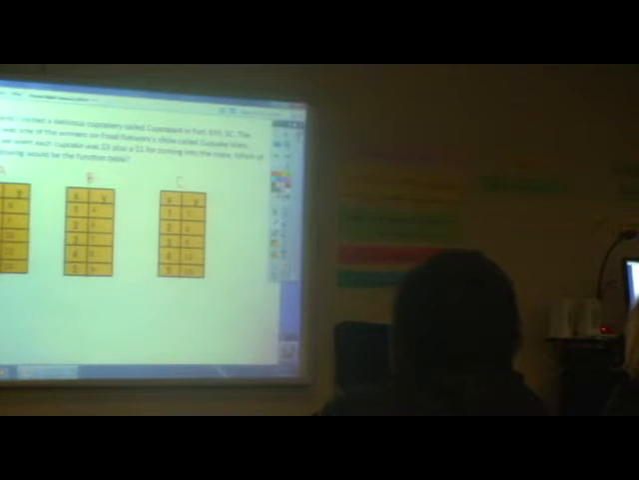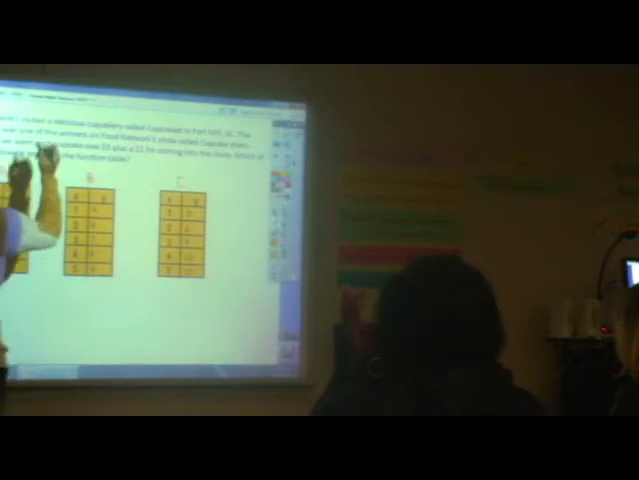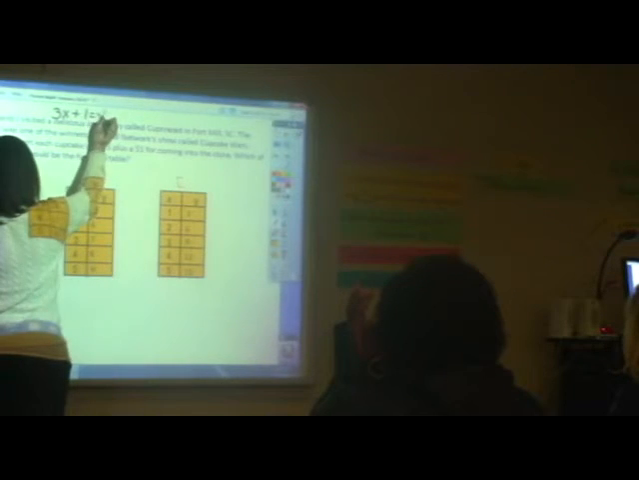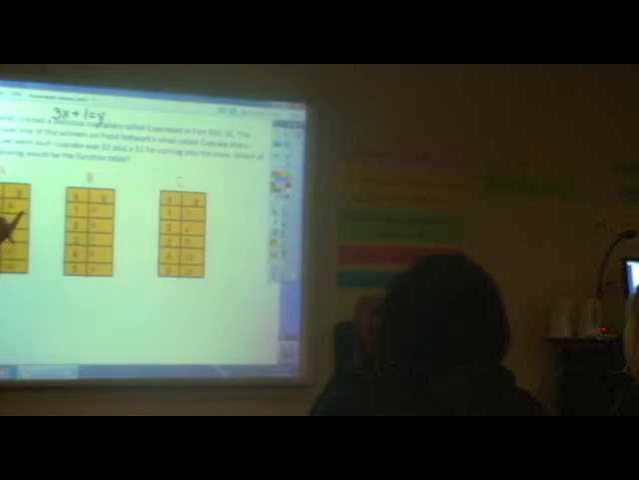Same situation again, but a different look. This time, which table would match the situation? Now, we would want the students to remember 3x plus 1 equals y. So if I bought 1 cupcake, how much would it cost me? If I bought 2 cupcakes, and so on and so forth. Parents, do we have a solution? I'm thinking A. All right, let's test it out.